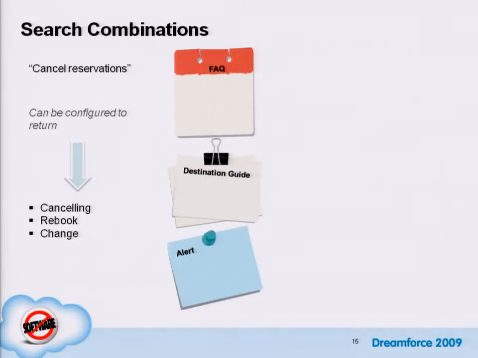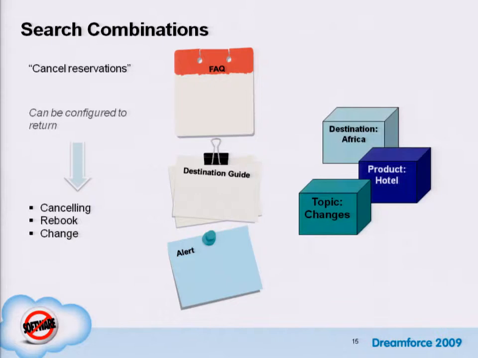Now let me talk about one thing here that you can set up as an administrator. You can create synonyms. So in our scenario where I'm searching to cancel my reservations, you can predict how people might search. And this is something really unique to Salesforce Knowledge. I can set up synonyms. For example, if I want to say that people are going to search to cancel reservations, I can create synonyms for cancel and reservations.